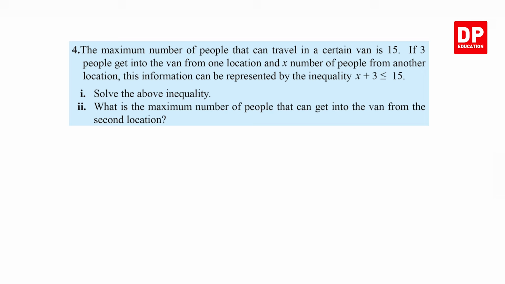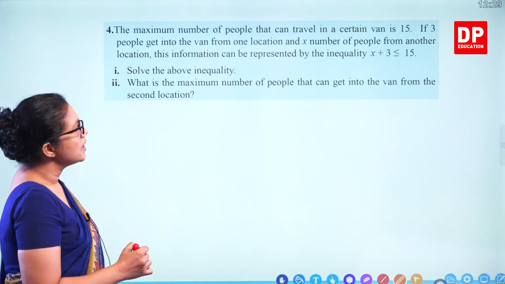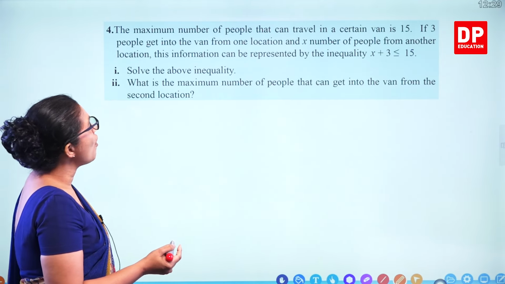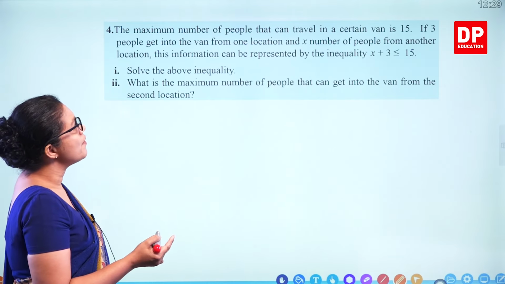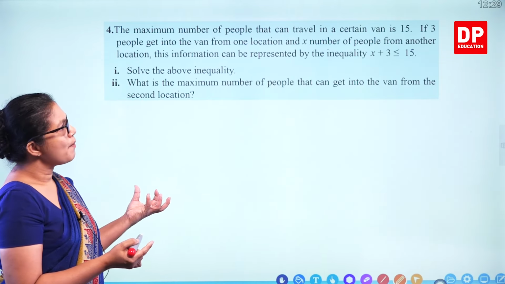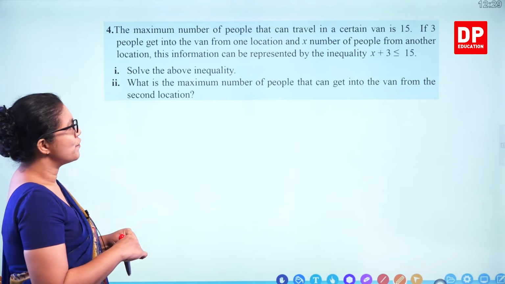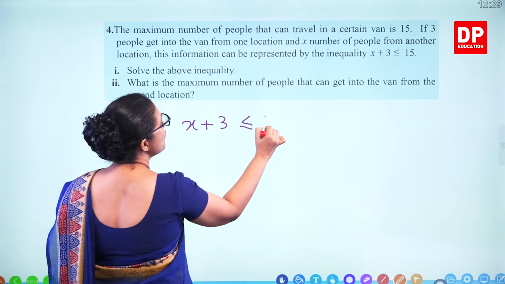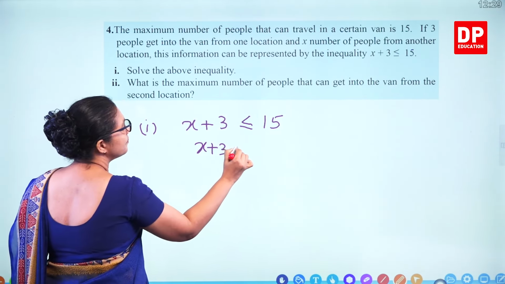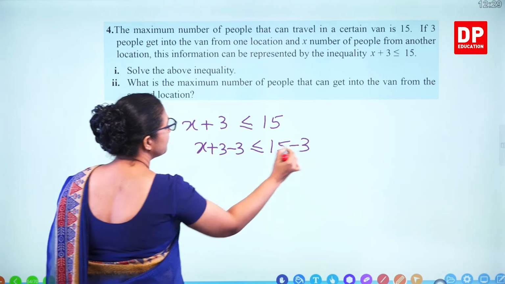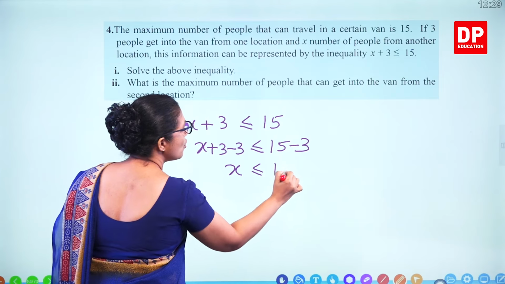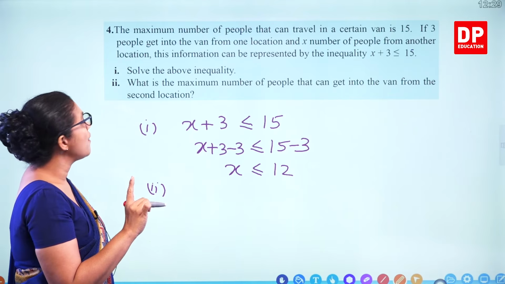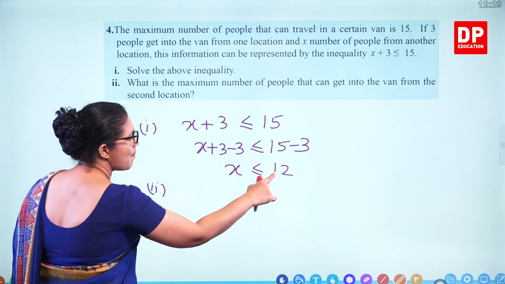The maximum number of people that can travel in a certain van is 15. If 3 people get into the van from one location and x number of people from another location, this information can be represented by an inequality. The total number of people, x plus 3, should be less than or equal to 15. Solve the above inequality. X plus 3 less than or equal to 15. Subtract 3 from both sides. You get x is less than or equal to 12. So what's the maximum number of people that can get into the van from the second location? Maximum number is 12.